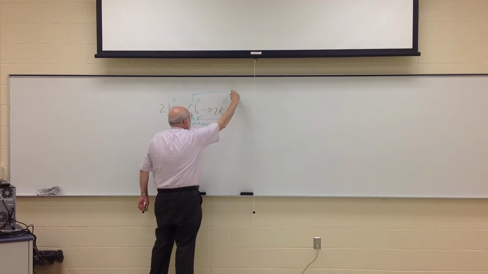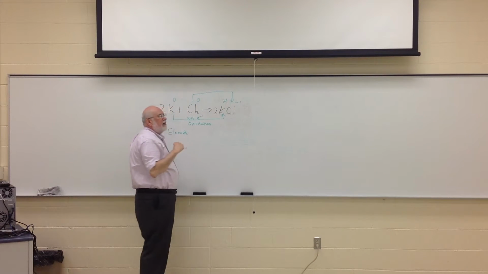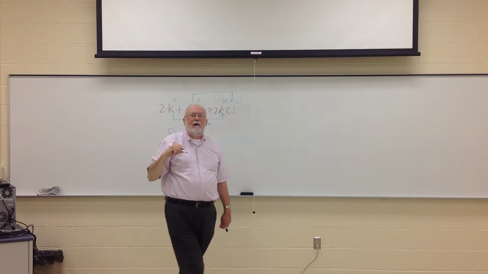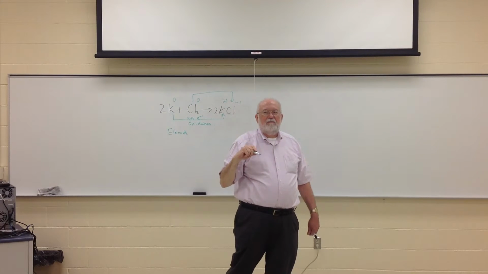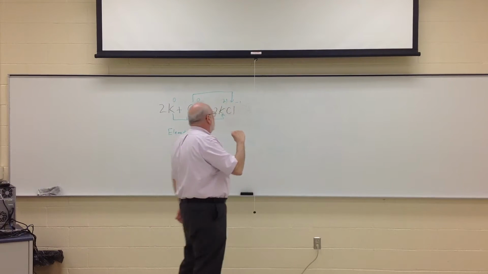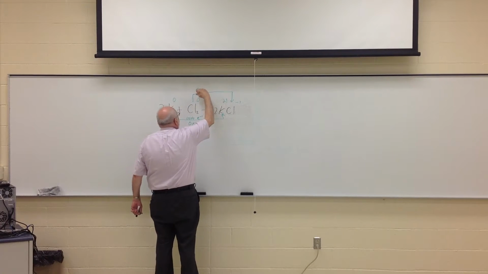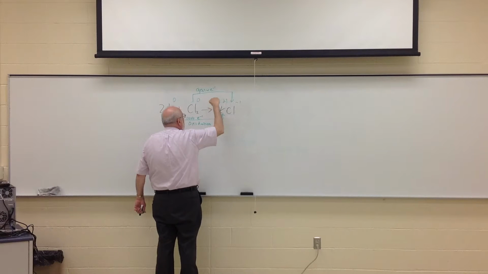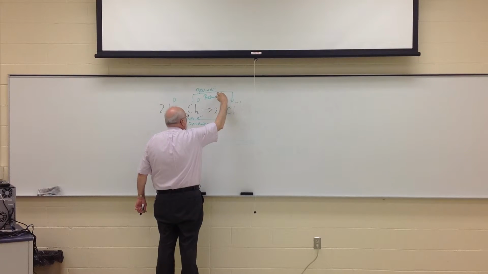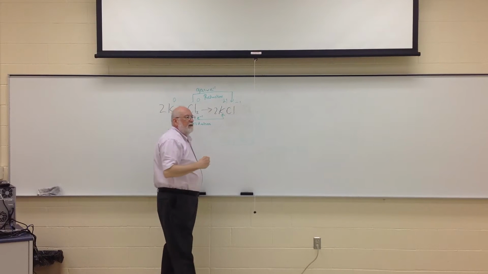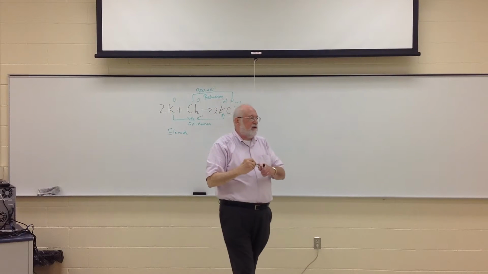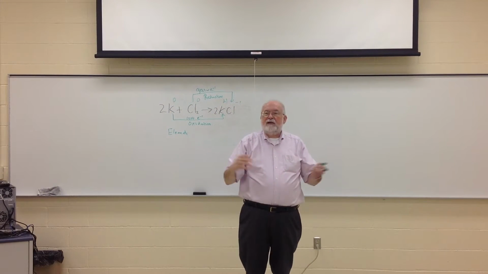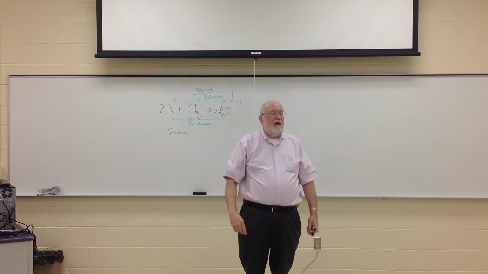Now, chlorine goes from 0 to a negative 1. How do you get from 0 to a negative charge? Gain what? Gain electrons. Right. All right, what is the term that means the gain of electrons? Reduction. The chlorine was reduced. That's correct.